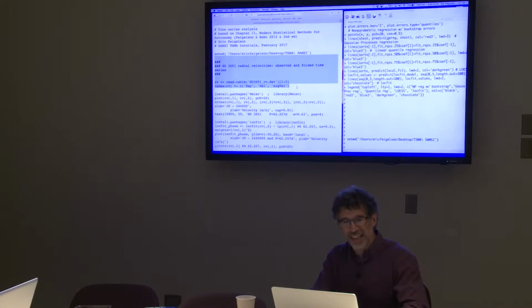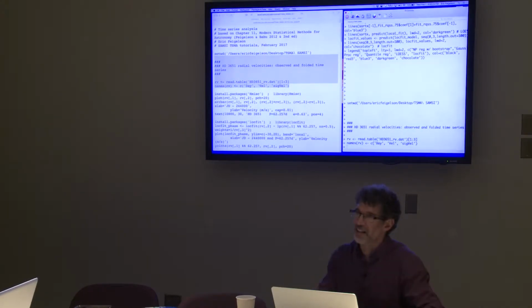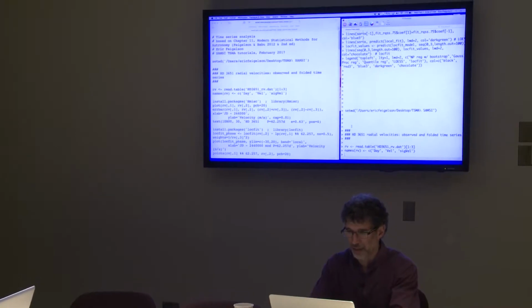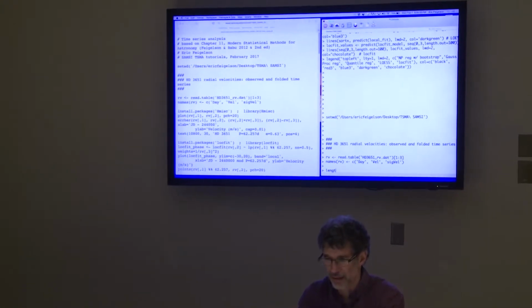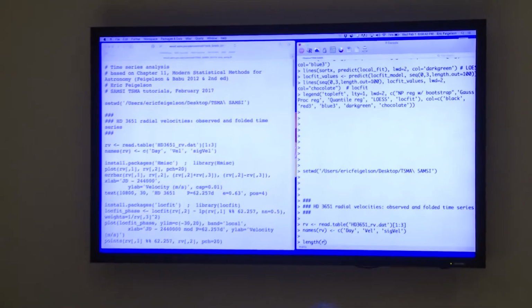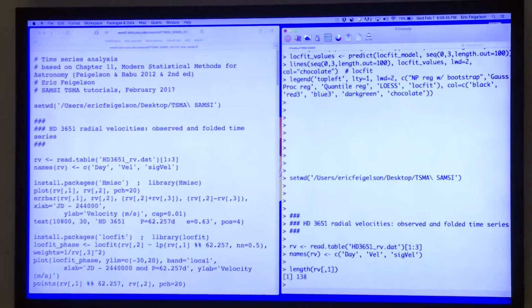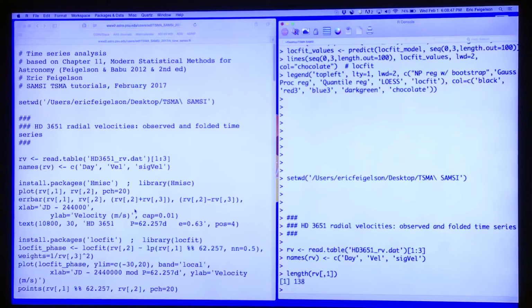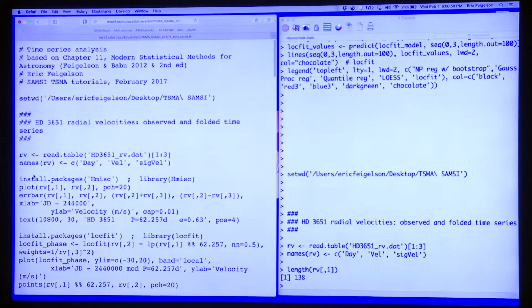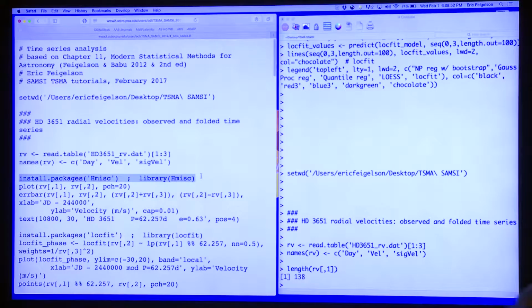Okay. So let's start with an irregularly sampled time series, which those of you who are at SAMSI this year know is a major, major research challenge. Okay? So in this case, I have a star with radial velocity data. I wonder how many data points I have. Length, RV, column 1. 138 data points. It's not a very big data set.